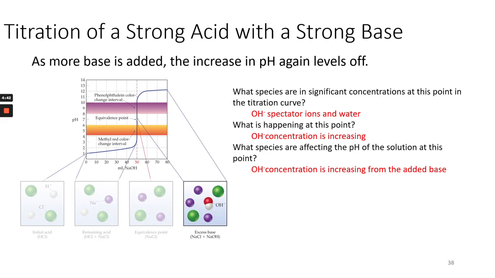Now what happens after we pass the equivalence point and we're in this region here? As more base is added, this will increase the pH again, and it's increasing kind of slowly here because you have so much OH- in there now. So what species are affecting it? In this part you have OH-, spectator ions, and water. What is happening at this point? The OH- concentration is increasing, so the pH is increasing. Why is the OH- concentration increasing? It's because you are continuing to add the base.